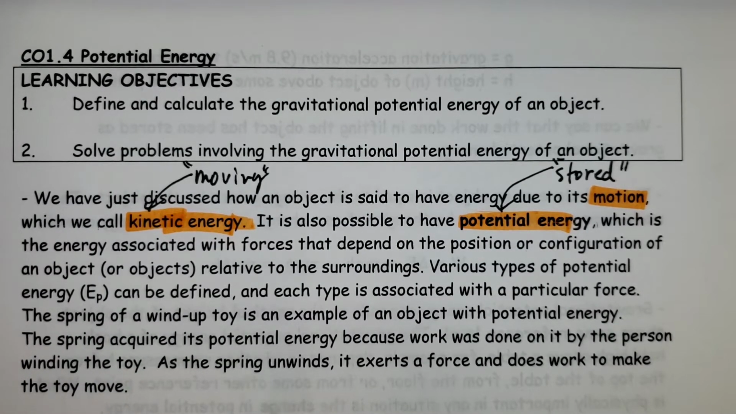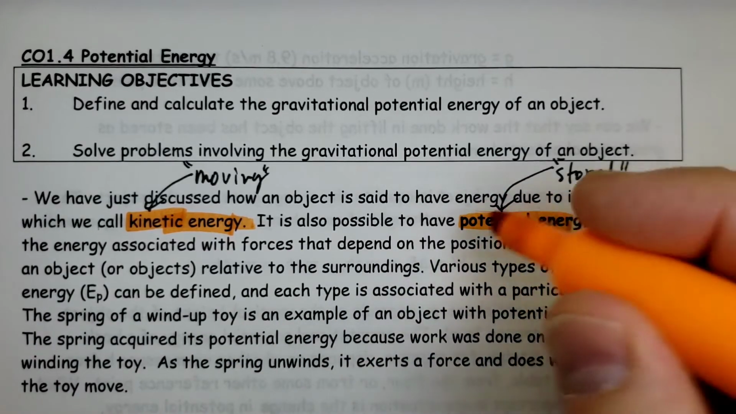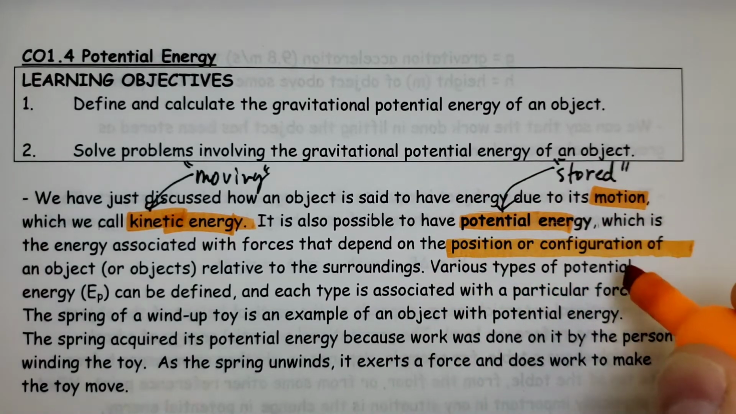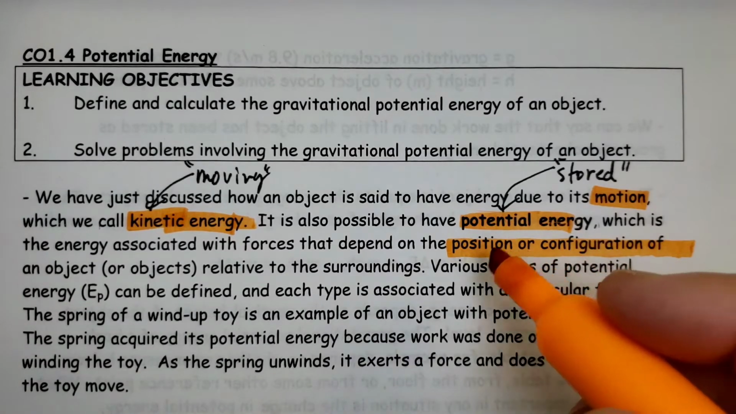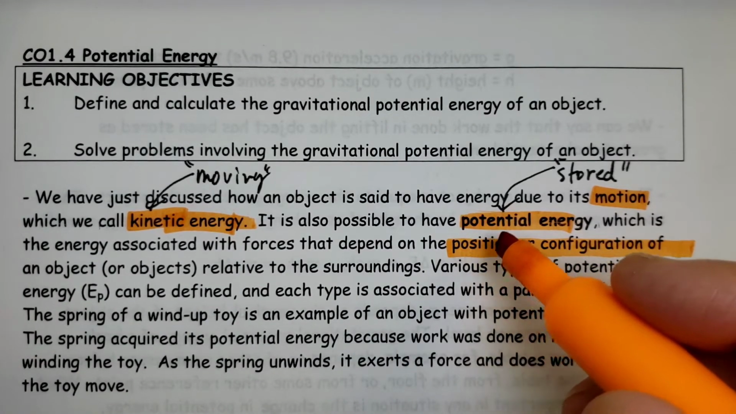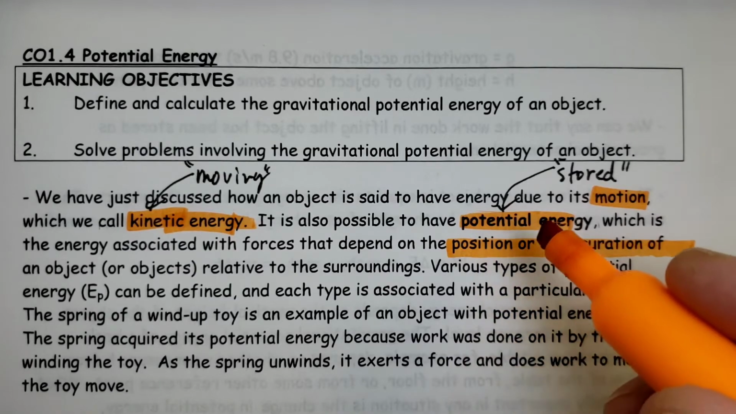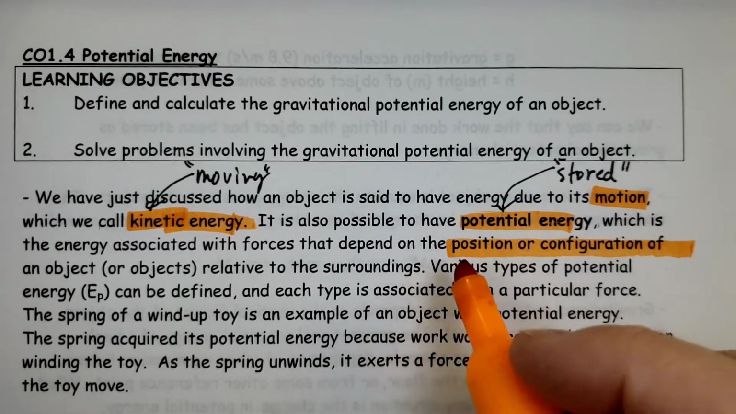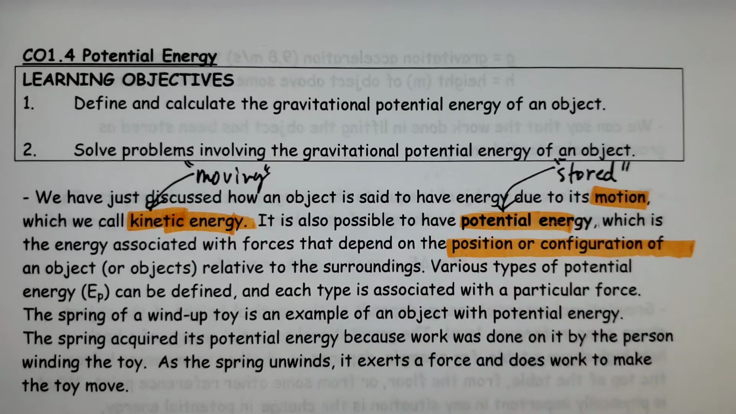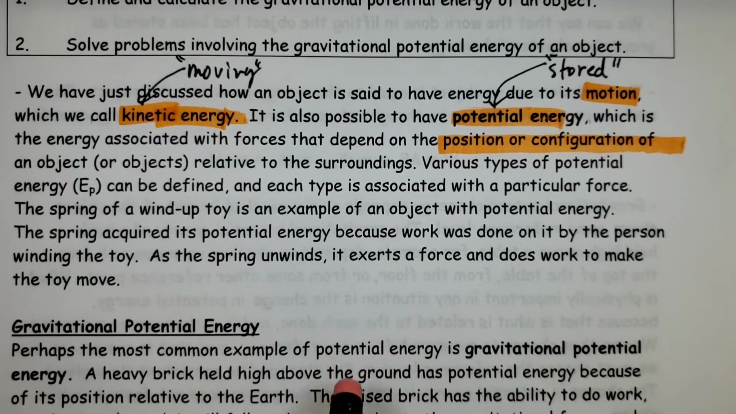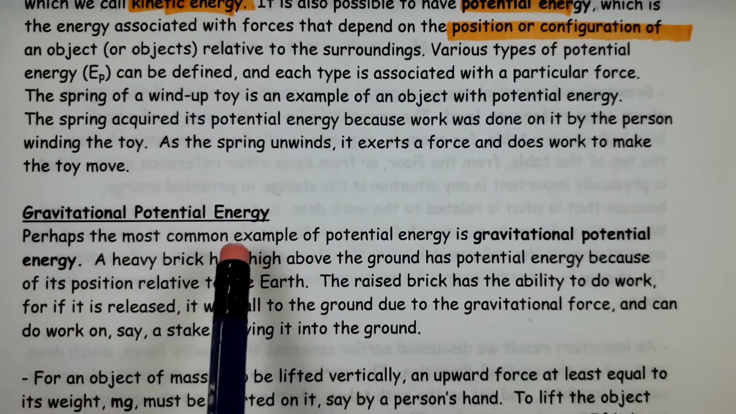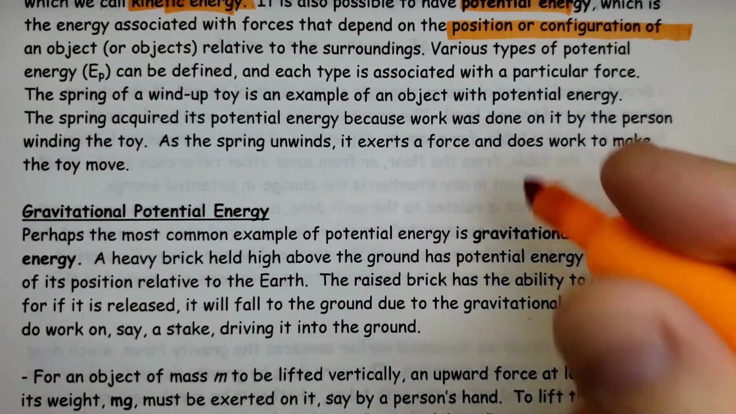So it's energy associated with forces that depend upon, so now it's stored because it depends on its position or configuration. Like a stretched elastic band, the configuration of that implies that there's stored energy. Or something lifted off the ground, it's stored because if you let it go, it falls down to the ground. So in physics here, we're talking about the positional part of it. Various types of potential energy can be identified, the spring of a wind-up toy, etc., just like I mentioned. But here we're going to be looking at gravitational potential energy.